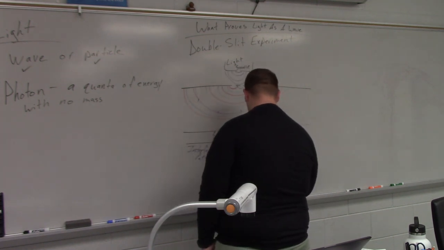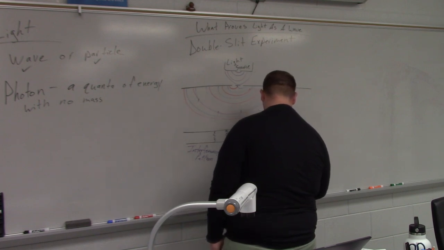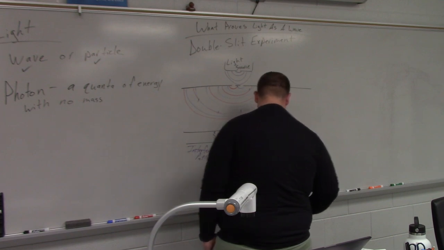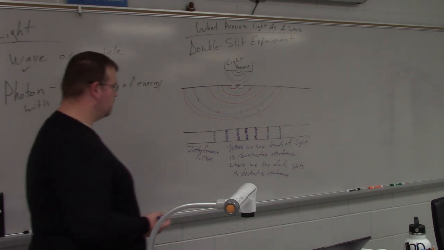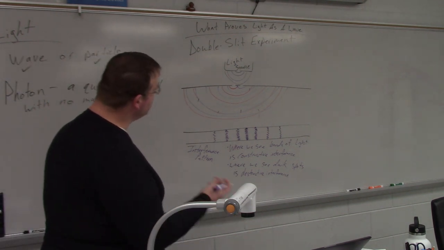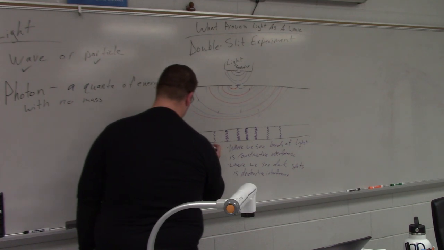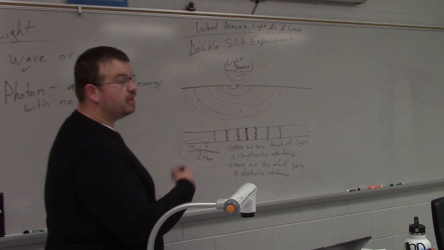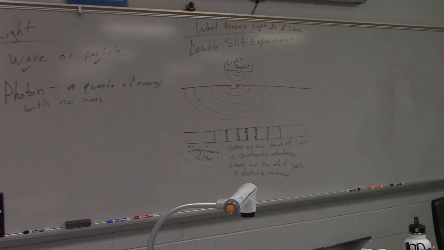Where we see dark spots is destructive interference. So what we're seeing with the double slit experiment, what's proving light as a wave, is this interference pattern. Now I'm going to go ahead and tell you, the double slit experiment will make an appearance again in class. So understand how the double slit experiment is working.